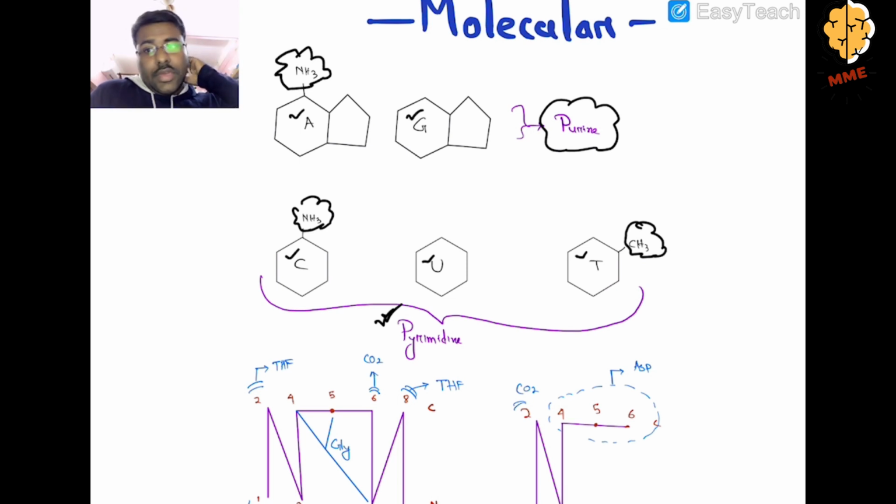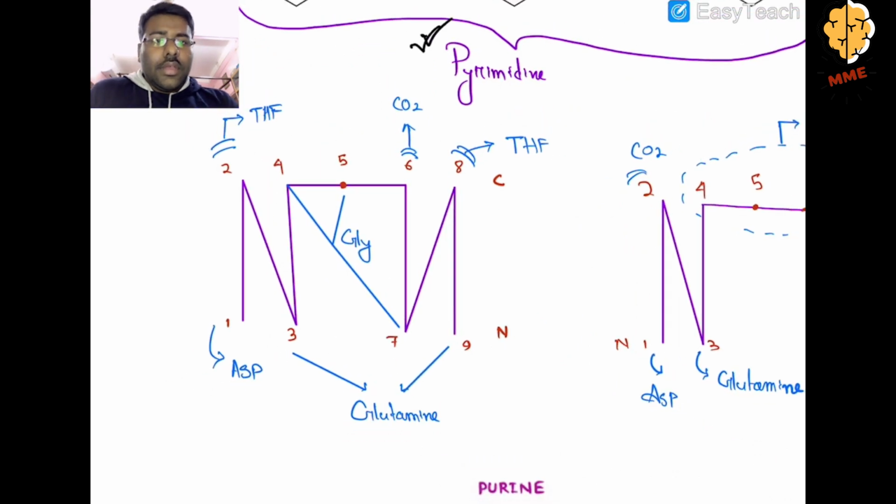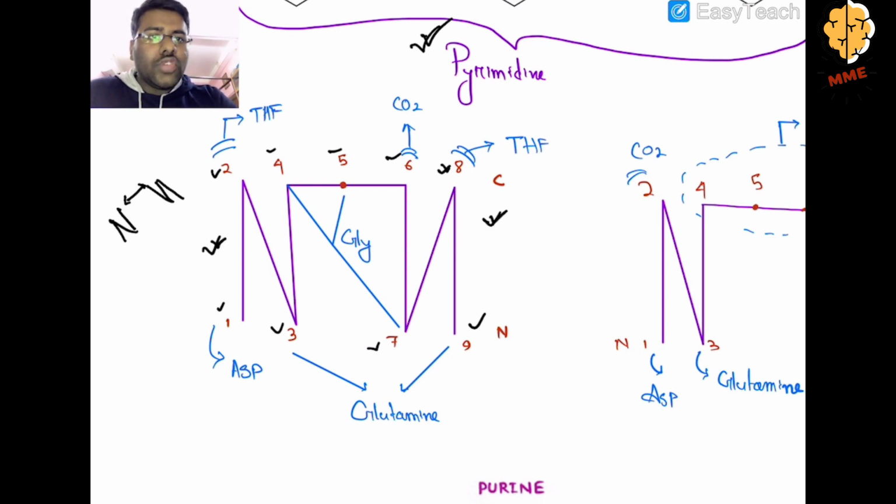Okay, now coming to the most common interesting part. I draw one N and another reverse N, and I join them by a line. So this is the 1, 2, 3, 4, 5, 6, 7, 8, 9. This is the one N and this is the another N, joined by one line. So put them 1, 2, 3, 4, 5, 6, 7, 8, 9. They are the 9 centers present in the purine ring.